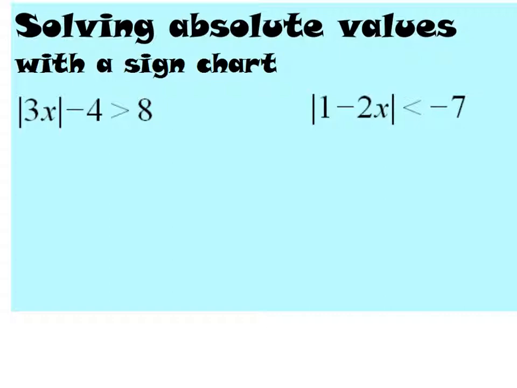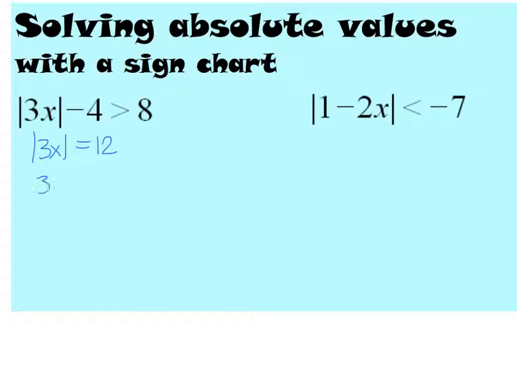I'm going to treat this like it was yesterday, and I'm going to pretend this right here is just an equal sign for now. So remember yesterday we would get the absolute value by itself. So we'd have the absolute value of 3x, and I'd add that 4 to the other side. And right now I'm pretending it's an equal sign.